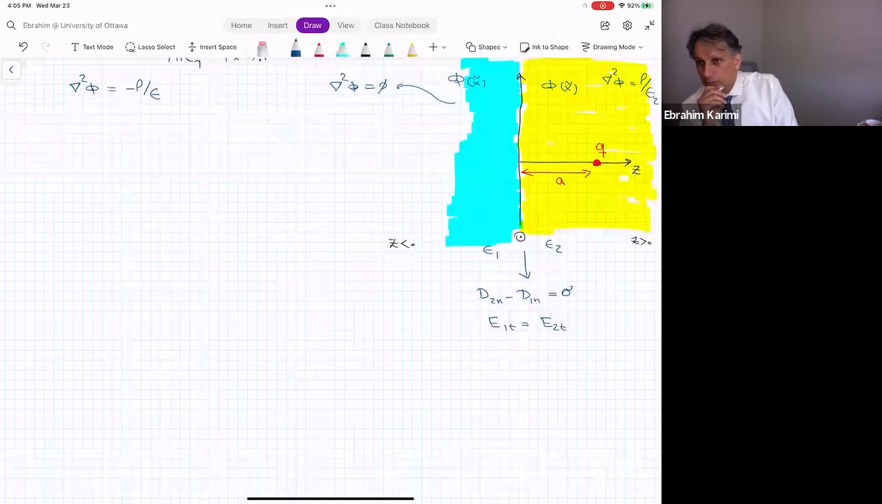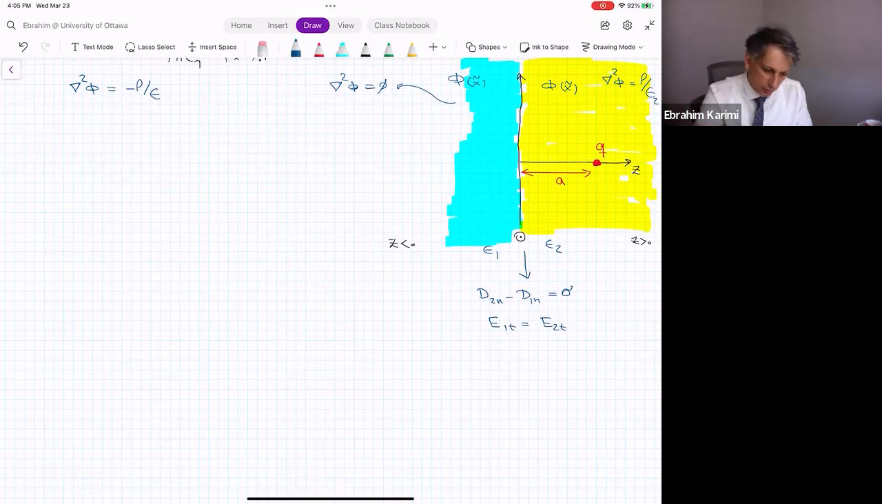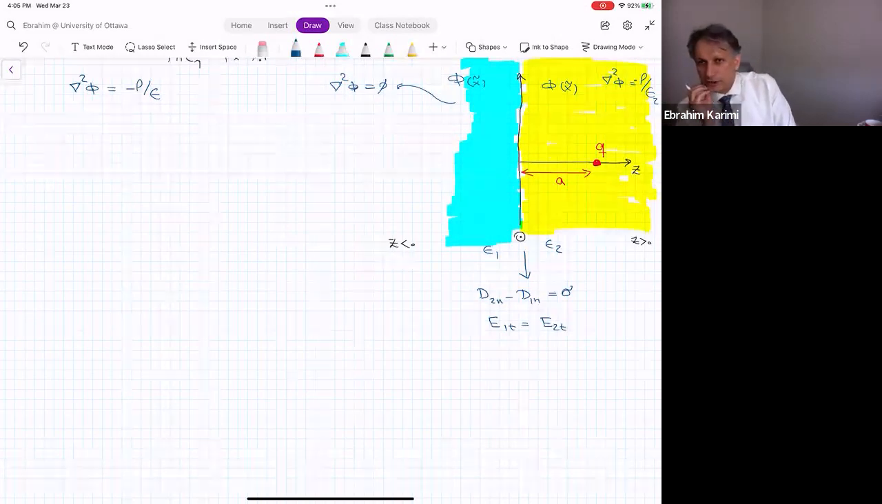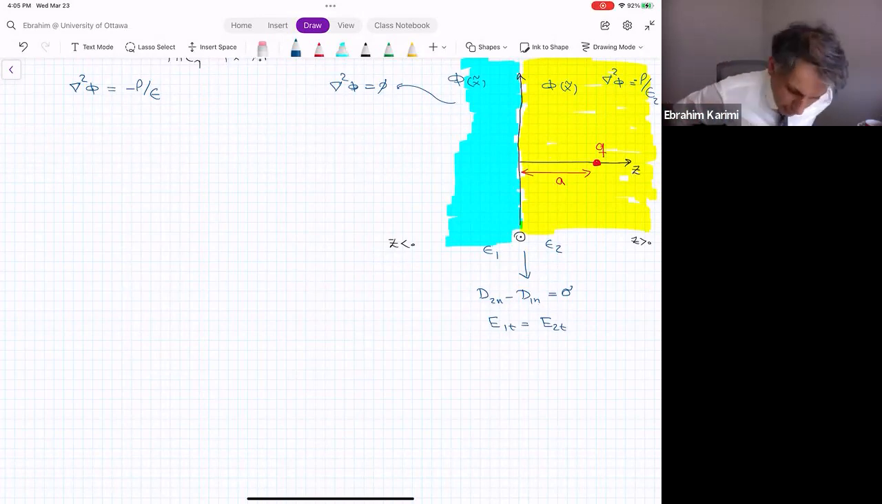Okay? So for z greater than 0, the positive part, I'm expecting that will be a Poisson equation with a dielectric constant of epsilon 2, while for z smaller than 0, I'm expecting to solve a Laplace equation, which is a Laplacian of phi equal to 0, and that's the same phi. And I know that at the boundary, I have to follow these boundary conditions.